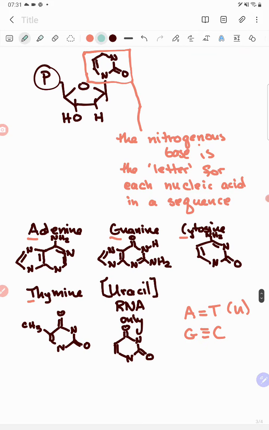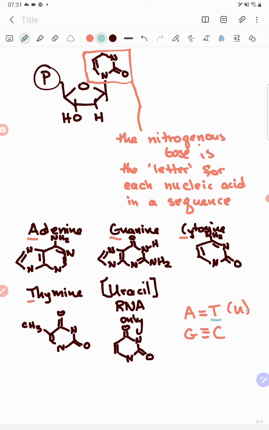Finally, let's get into the nitrogenous base part itself. This is what gives each nucleic acid the letter that it's assigned in a sequence. The phosphate and sugar, whether you're talking about DNA or RNA, are always going to be the same, but the nitrogen-containing base is going to be different for each of the 4 DNA bases. You'll have adenine, guanine, cytosine, thymine, or AGCT, and uracil is something that you'd see in RNA, and it's just replacing the T.